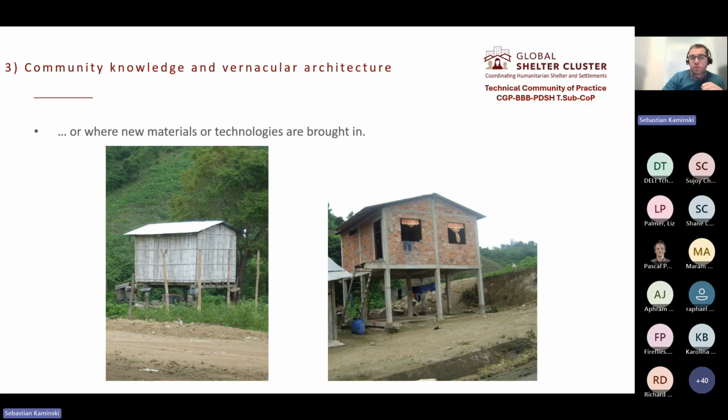Also, when new materials or technologies are brought in, this can cause problems. This is in Ecuador. This is a very light house. It's in an earthquake area. It's also in a flood-prone area. From the community's perspective, they're aware of both, but earthquakes are quite rare, whereas flooding probably occurs once a year. They've elevated the structure. They're aware that if there is an earthquake, firstly, it's quite light, and secondly, they want to focus on what from their perspective is the highest hazard.